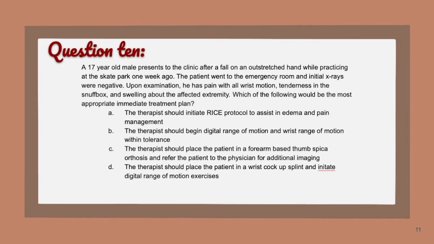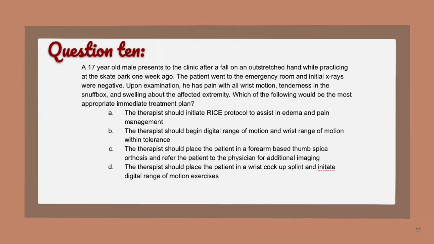Question 10. A 17-year-old male presents to the clinic after a fall on an outstretched hand while practicing at the skate park 1 week ago. The patient went to the emergency room and initial x-rays were negative. Upon examination, he has pain with all wrist motion, tenderness in the snuff box, and swelling about the affected extremity. Which of the following would be the most appropriate immediate treatment plan? A. The therapist should initiate RICE protocol to assist in edema and pain management.